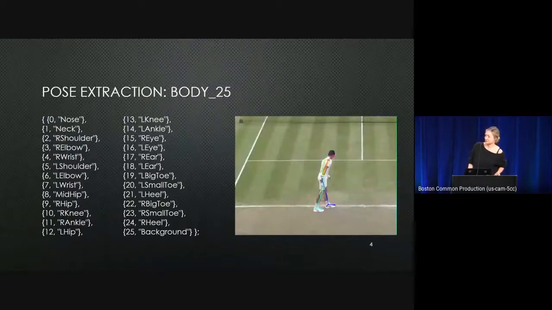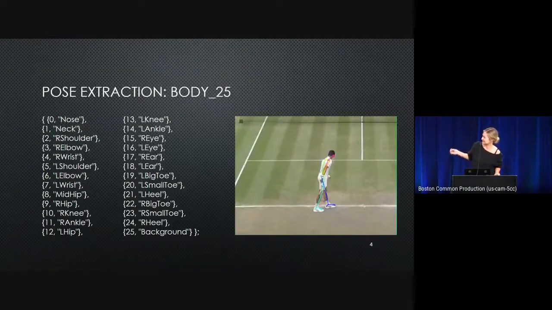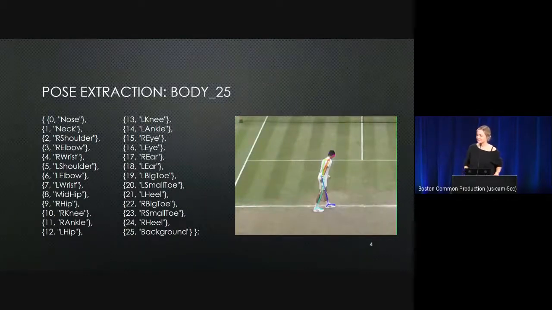So I had mentioned before that you can look at the position of somebody's nose. You can also look at the position of all of these other things. This is what we're detecting using OpenPose. It's called Body 25. There's a couple other options that you could use if you were interested in specifically different points or configurations. This is the one that I used.